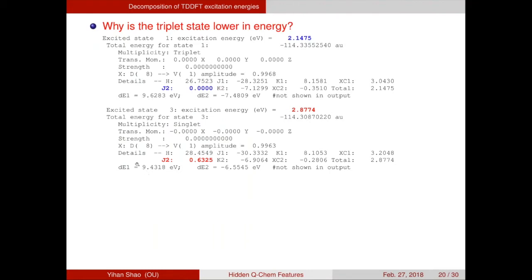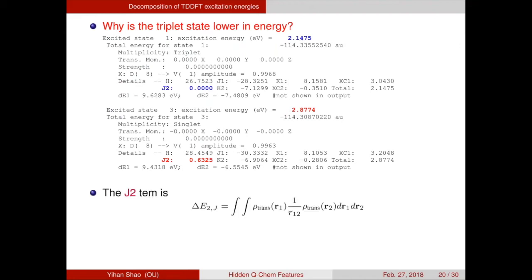So we can find that the one electron term is pretty much the same, and the main difference is the two electron term, the G2, the Coulomb term, because for the triplet, this Coulomb term is zero. We're going to come to say why that's zero in one minute. But the two electron Coulomb term is non-zero, positive 0.6 eV for the singlet. That's the main reason why the singlet excitation energy is 0.7 eV higher than the triplet excitation energy.